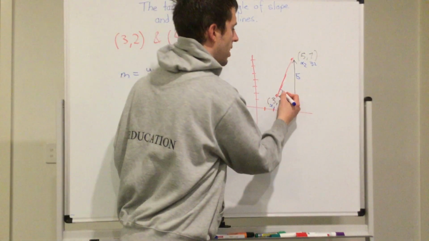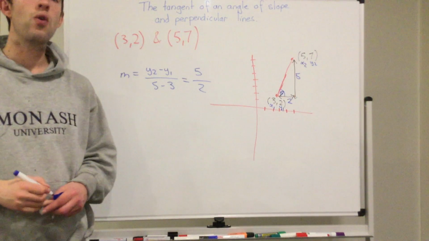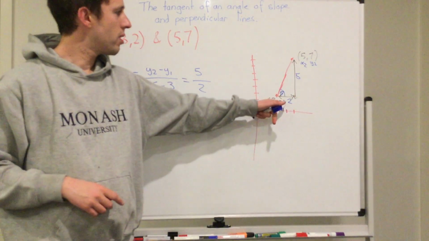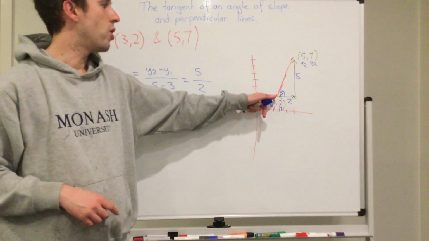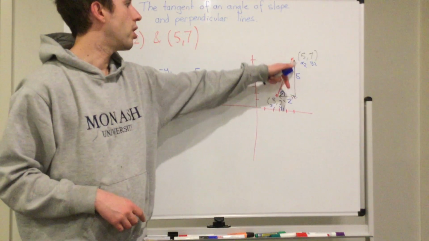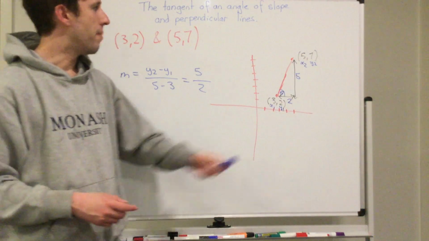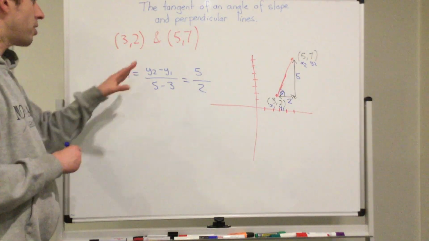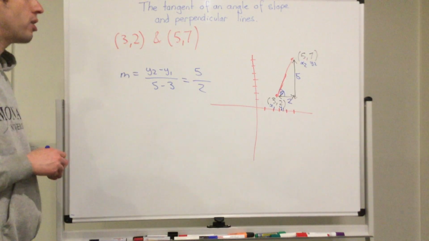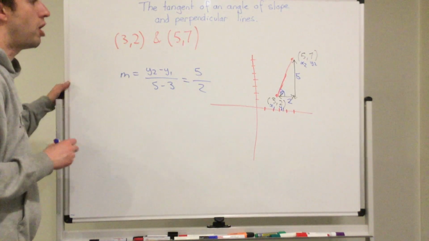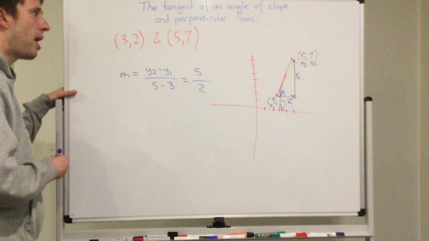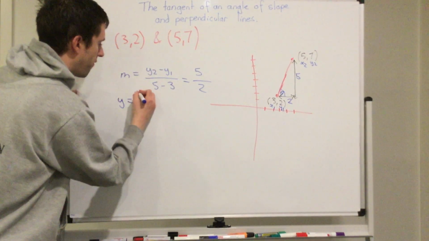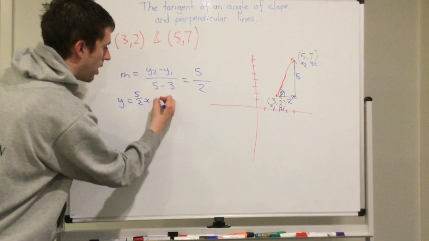So I've put an alpha here because that's the angle I would like to find. Now I know what the adjacent side is, and I also know what my opposite side is. So I'm going to finish finding out the line, and then I'm going to find the angle. So my line will be y equals the gradient, which is 5/2, x plus c.